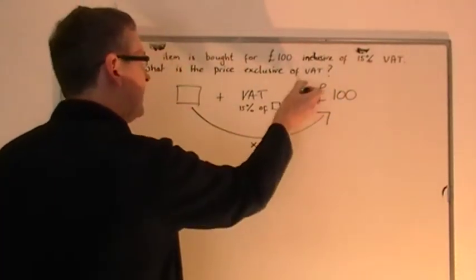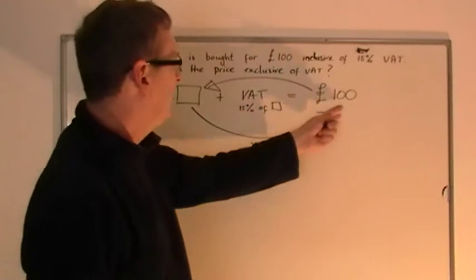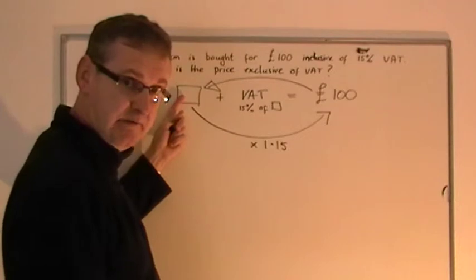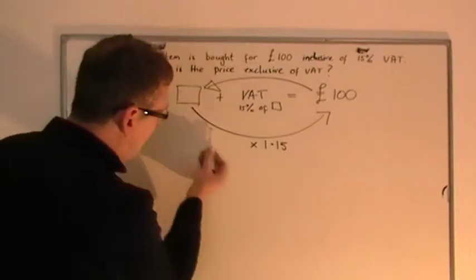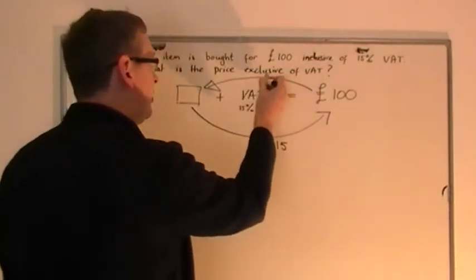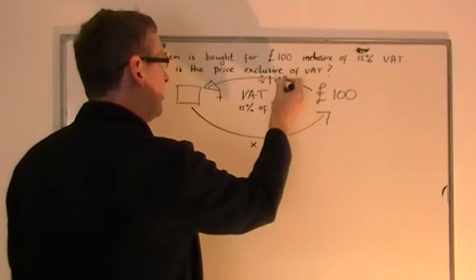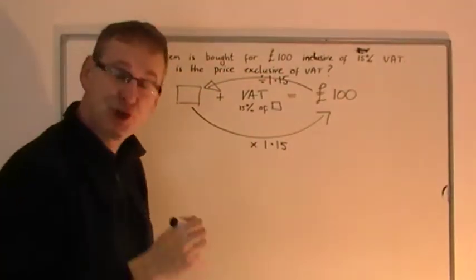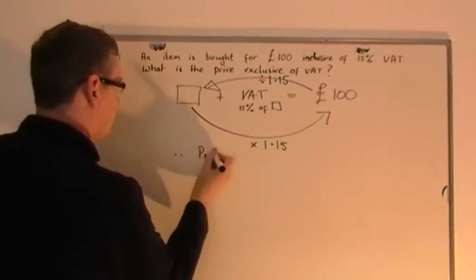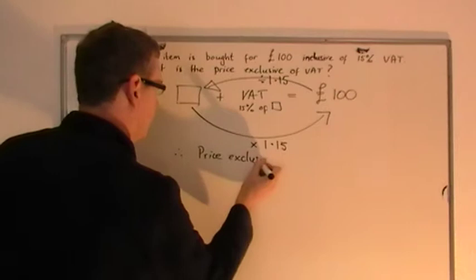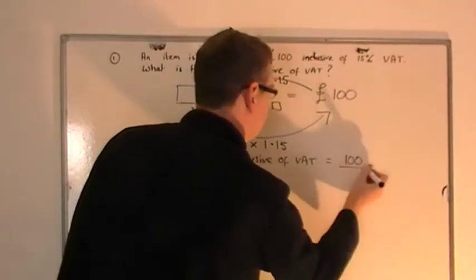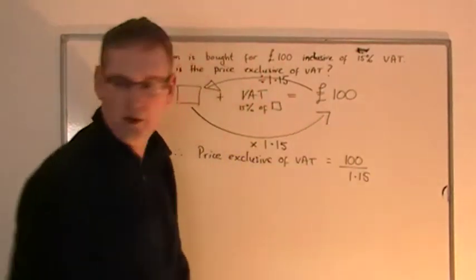What I want to do is go the reverse way and go backwards from the £100 and find out what was the price before the 15% VAT was added. Well, if you're going that way, you times by 1.15. So to go the other way, you do the opposite. You divide by 1.15. So therefore, the price exclusive of VAT, you take the £100 and you divide by 1.15.